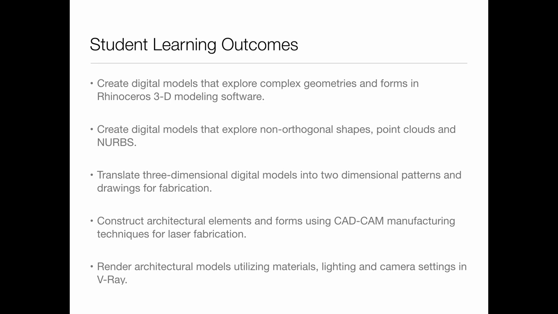This is how we hold accountability for what it is that I'm trying to teach you and that it matches up with what I said I'm going to teach you. We're going to create digital models that explore complex geometries and forms in Rhino 3D modeling software. So basically that means we're going to build a bunch of stuff in Rhino, and those forms are going to end up being complex. We're going to start with really simple forms, but we'll get into the complex stuff. We're going to create digital models that explore non-orthogonal shapes, point clouds, and nerves. Yes, absolutely, we will do that. That's part of the same kind of complex objects thing.